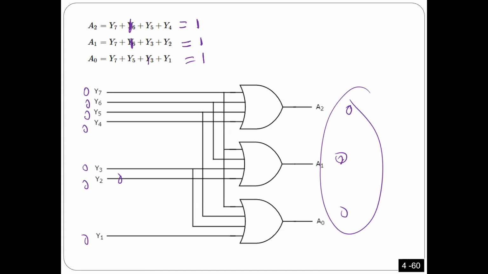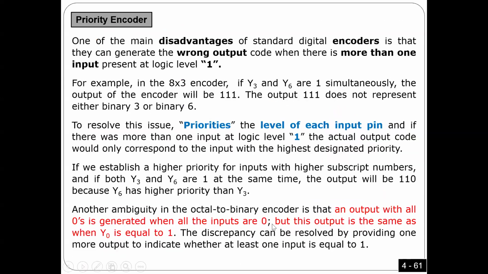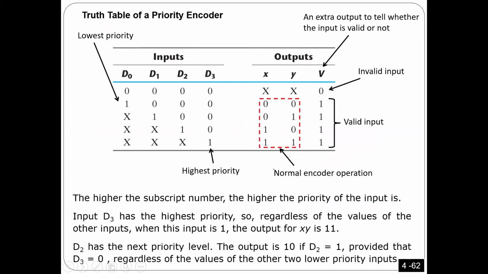Or I have to differentiate. If input number 0 is active, or if all inputs are zero. That's why, to solve this problem, I'm going to add one more input here. For example, in this priority encoder, I have 4 inputs and 2 outputs, right? This is a relation: if you have 4 inputs, you should have 2 outputs.